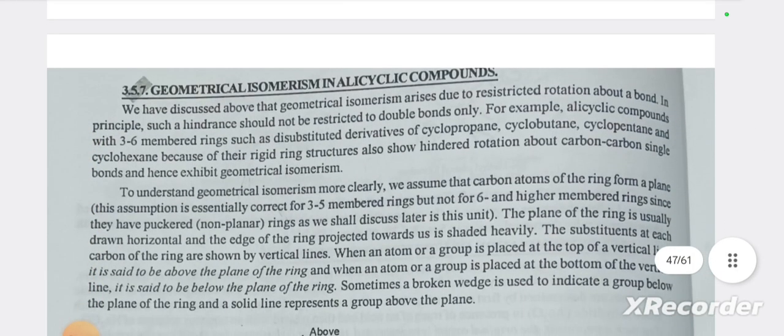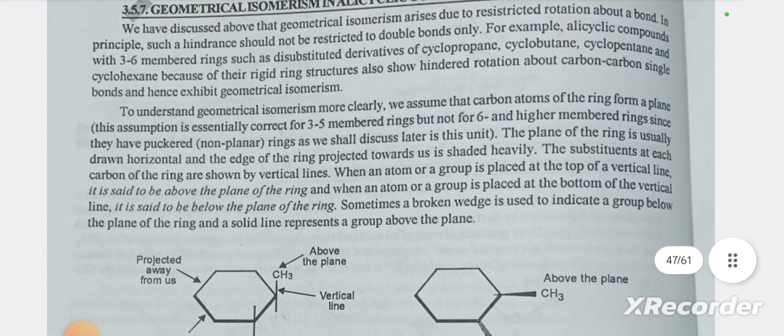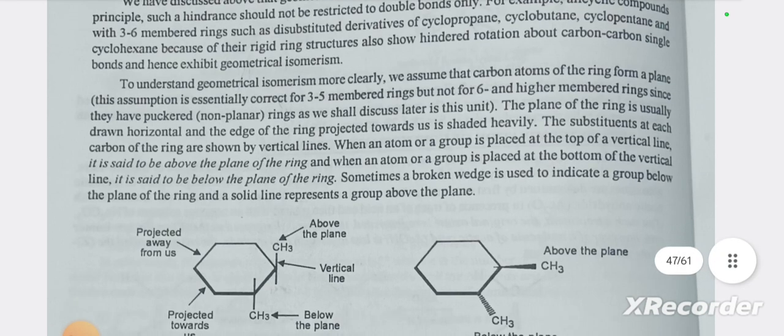Geometrical isomers in alicyclic compounds. We have discussed geometrical isomers that arise due to restricted rotation about a double bond. In principle, such hindrance should not be restricted to double bonds only. For example, alicyclic compounds with 3 to 6 membered rings, such as disubstituted derivatives of cyclopropane, cyclobutane, cyclopentane, and cyclohexane, because of their rigid ring structures, also show hindered rotation about carbon-carbon single bonds and hence exhibit geometrical isomerism.